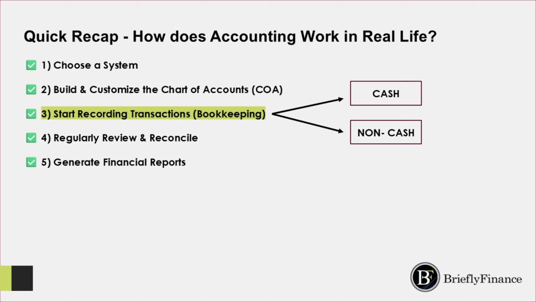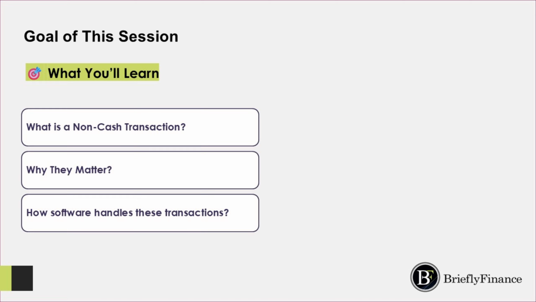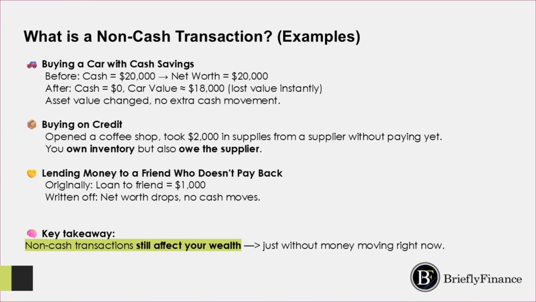So the cash is straightforward. Whatever cash is related in the transaction, it will be recorded. But non-cash is something new, and I think it's good to keep in mind. So what you will learn from this: what are the non-cash transactions, why do they matter, and how software records them. Okay, so you may tell me, why do I need to care about a non-cash transaction?